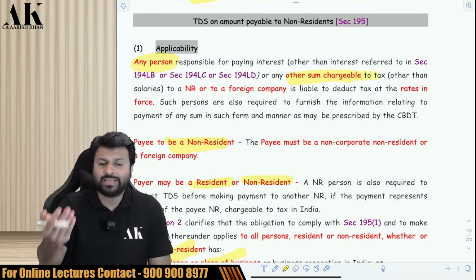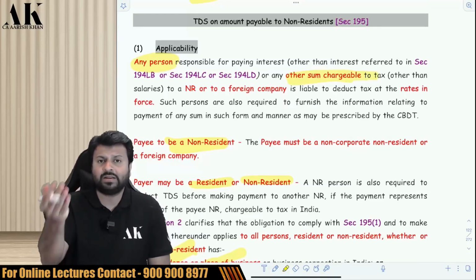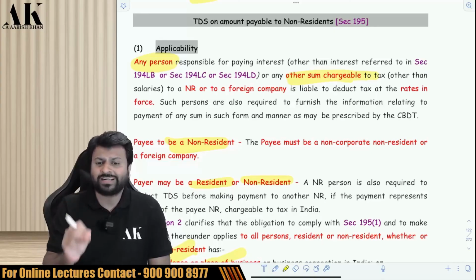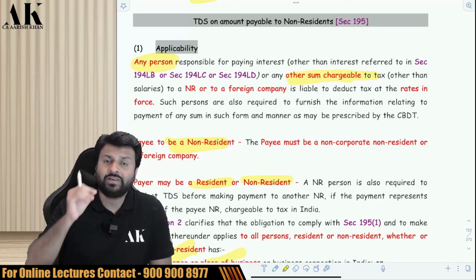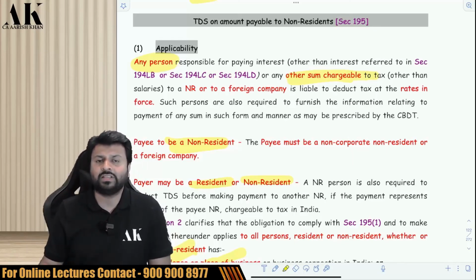Every time you are making payment or making credit in the name of the other person, you have to check one very important factor, and that is whether the income is chargeable to tax in the hands of the other person or whether it is not chargeable to tax in the hands of the other person. What is the rate at which the TDS is to be deducted?